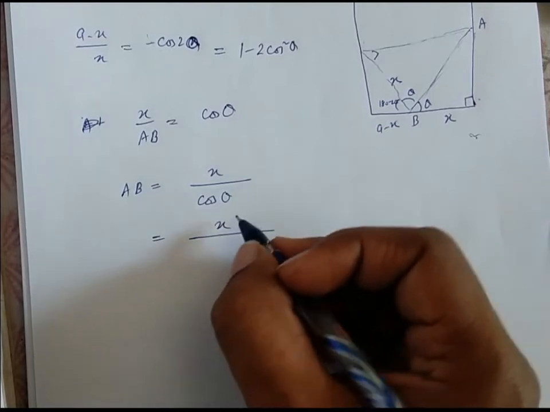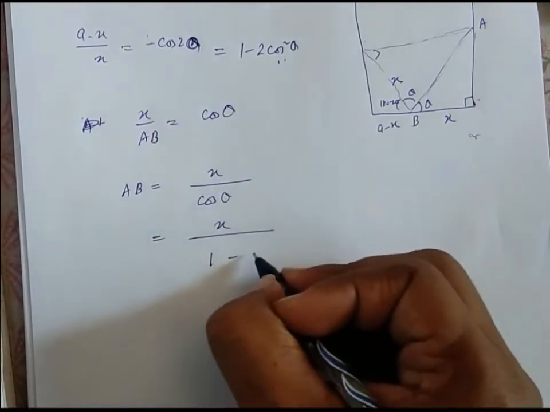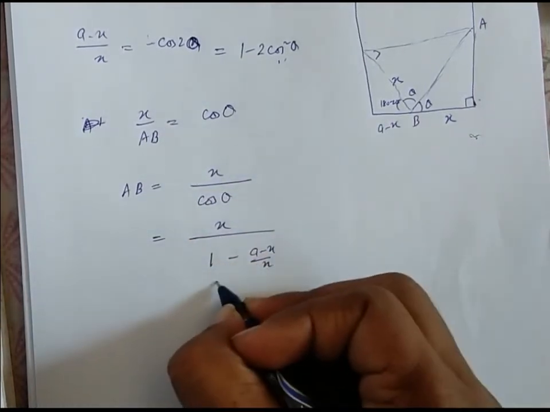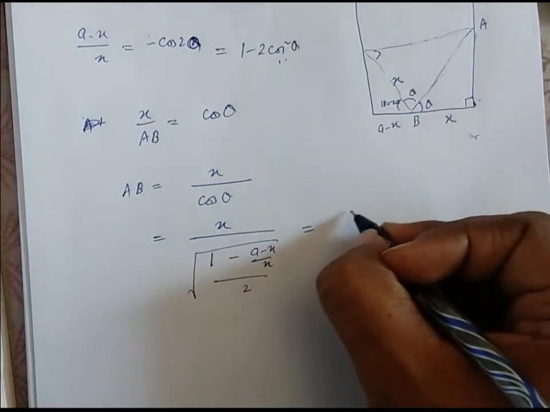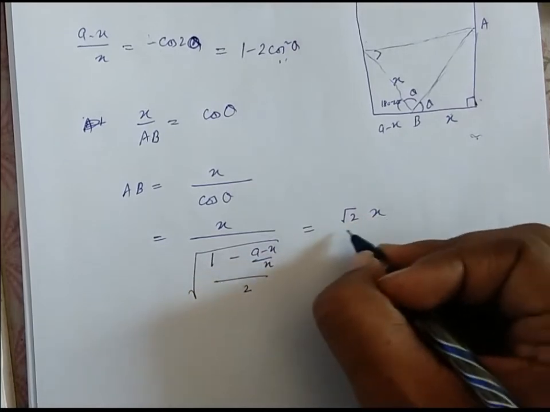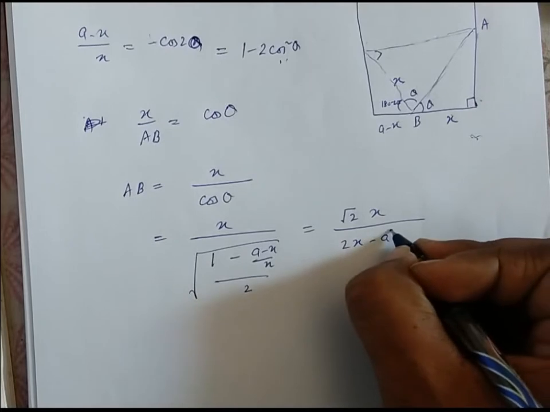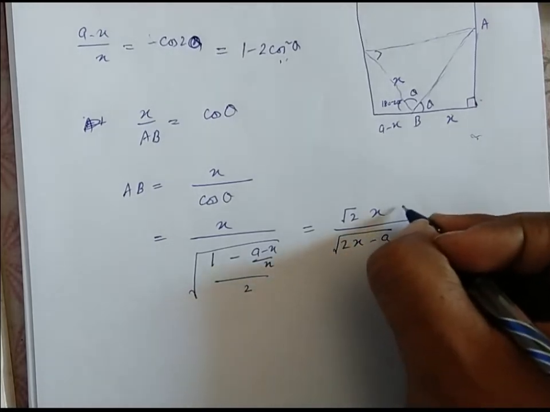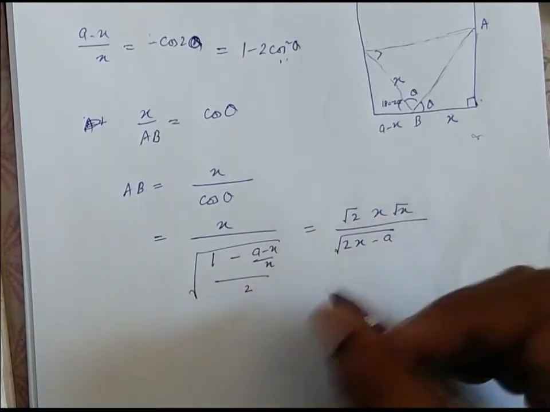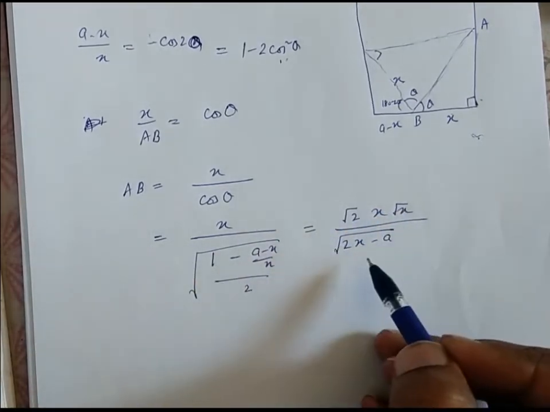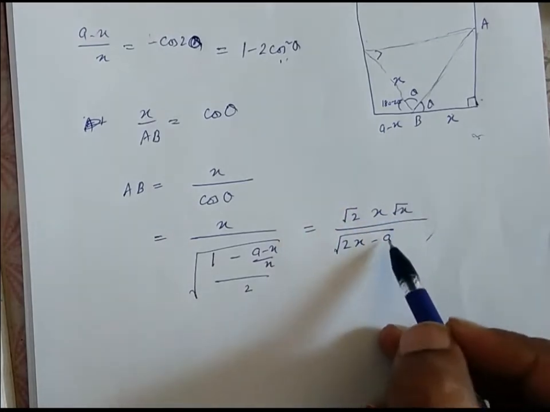Now putting the value of cos theta from this equation, 1 minus (A minus x) by x upon 2 under root, which is equal to root 2x upon root of 2x minus A times root x. So we need to maximize this. To maximize this, differentiate this with respect to x, and we'll get the value of x in terms of A.